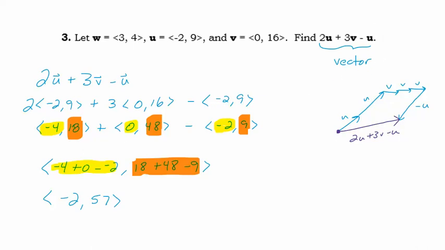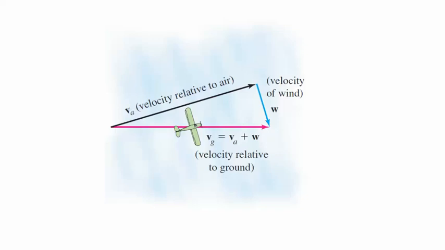So a place where you might see an application like this would be in a problem where you've got the velocity of an airplane. Let's say this is the direction the airplane's trying to head and how fast it's going, but the wind is blowing this way. So the actual path of the plane is going to follow v plus w. V sub a plus w is going to give you the actual path and velocity of the plane. And we'll do some problems like that.